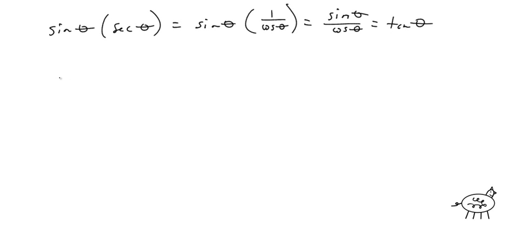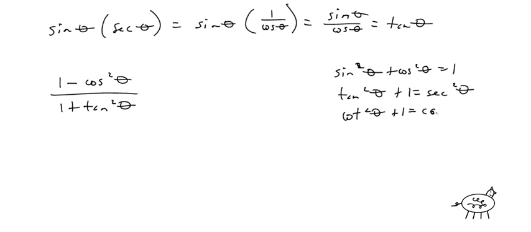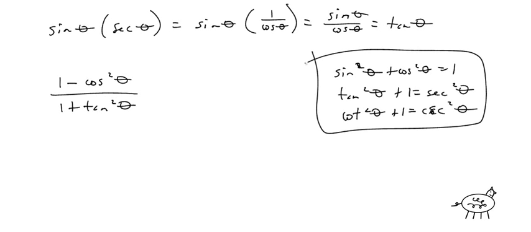Let's do 1 minus cosine squared of theta over 1 plus tangent squared of theta. Now, the deal is, you're just learning these identities, math fans. So sine squared of theta plus cosine squared of theta equals 1. Tangent squared of theta plus 1 equals secant squared of theta. And cotangent squared of theta plus 1 equals cosecant squared of theta. So these are, again, your nice little Pythagorean identities.